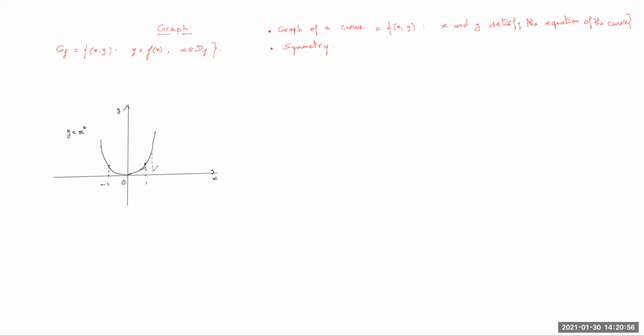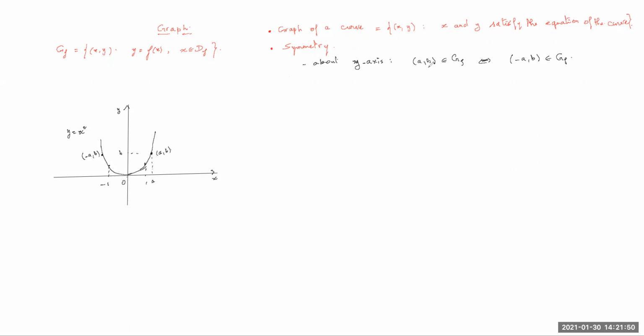How can we characterize it? Each time you have a point (a, b), then you can deduce the other point on the curve by taking (-a, b). So we have symmetry about the y-axis. It is characterized by saying that (a, b) belongs to my graph if and only if (-a, b) also belongs to this graph. You need to pay attention to this writing.